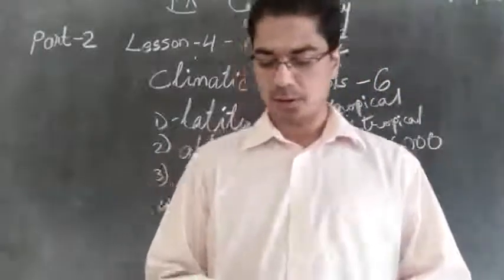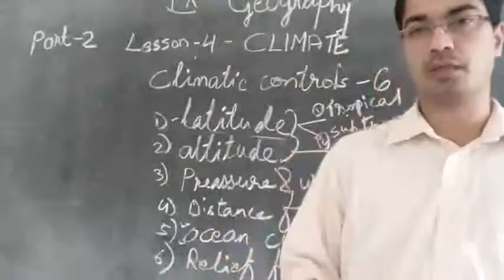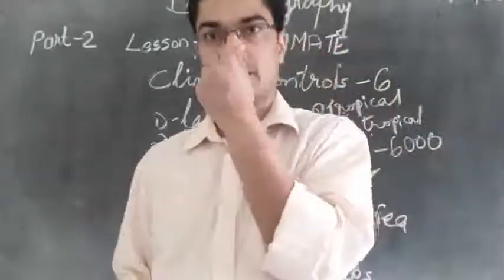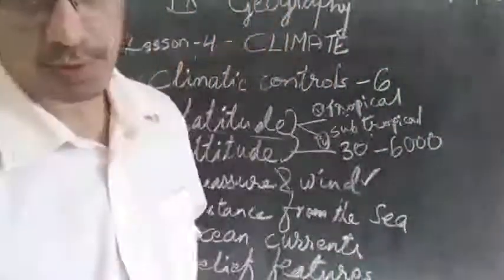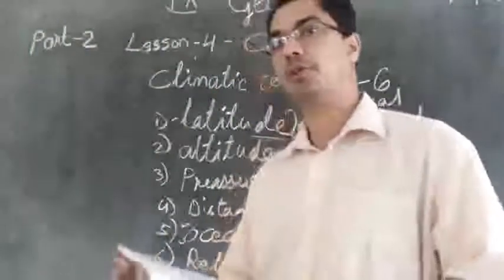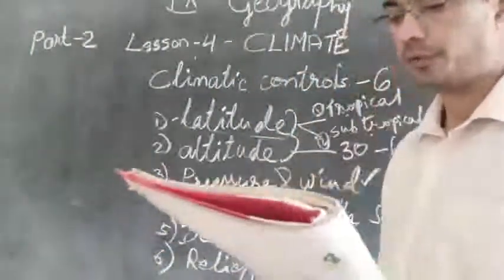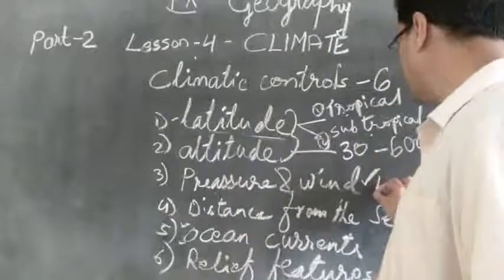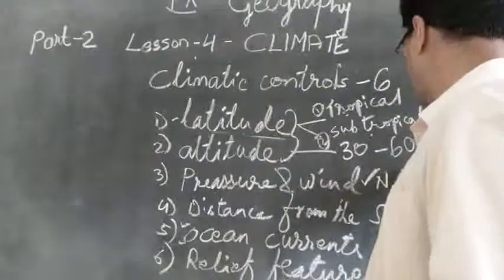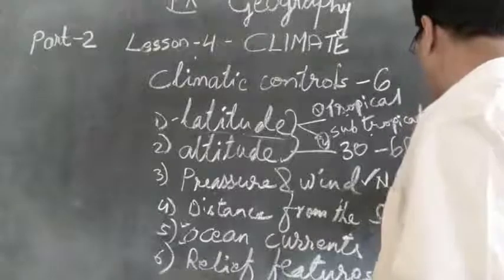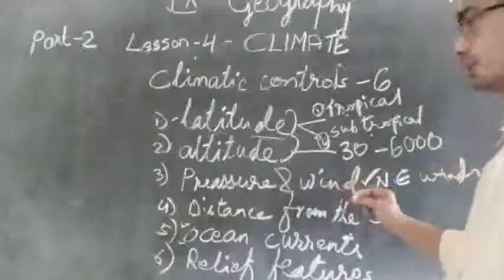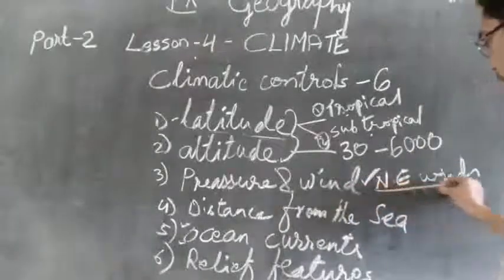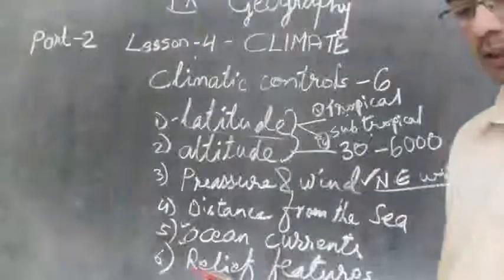India lies in the region of northeasterly winds. The location of India, where is it? Northeasterly winds. So our country falls in this region, and the type of wind that we get is northeasterly winds.